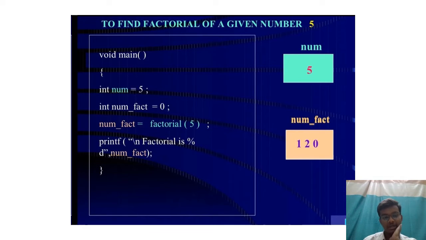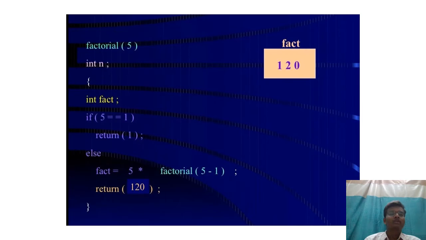To find the factorial of a given number 5: void main, int number is equal to 5, int numfact equal to 0, numfact equal to factorial(5), printf("\n factorial is %d", numfact). Factorial(5): int fact; if 5 == 1, return 1; else fact is equal to 5 times factorial of 5 minus 1. Return 120. Factorial of 5 is 120.